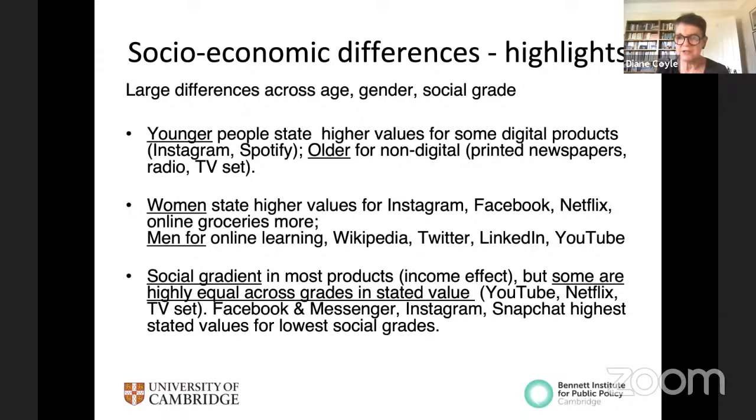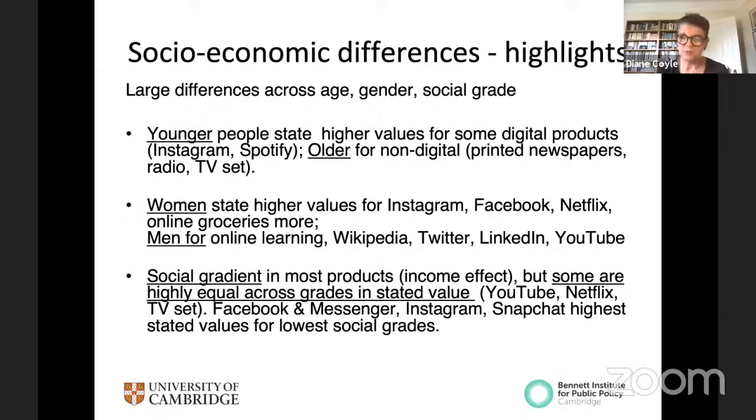There is quite a gender skew for all of the different products. And we've got a chart in the paper that shows that. So for women, it's stronger for online groceries and Instagram, for men, LinkedIn and Twitter. And that too is consistent with other literature about gender usage of the different kinds of services. For most of the products, there is a gradient in terms of social occupational status. But some of them actually are valued by all the social grades. And I've just given some examples here.